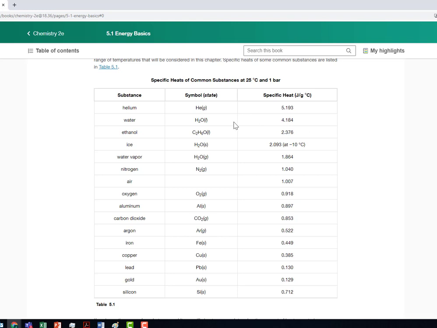Now one thing I do want to point out is that when we say water, we're talking about liquid water. For ice and for water vapor, we have different specific heats. So just be aware that as you change physical states, the specific heat can change as well. But in general, what you want to be able to do is, if you're given a question about a change in temperature of a substance, come and look it up on this table to figure out what the specific heat is for that substance.